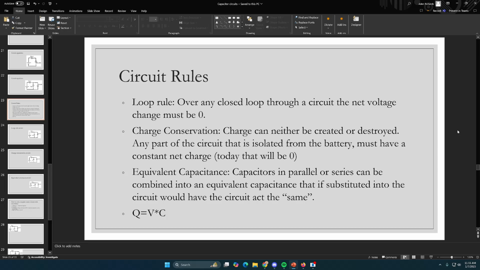Equivalent capacitance means that if you were to replace a pair or more of capacitors with a single capacitor, what would that equivalent capacitor need to be to get the same charge from the battery? And finally, we have Q equals V times C. Remember that Q is the absolute value of the charge on one of the sides of the capacitor, because the capacitor has positive and negative on the two sides. And V is the difference in voltage on the two sides, so it's not an absolute voltage; it's the change in voltage. Of course, C is capacitance.